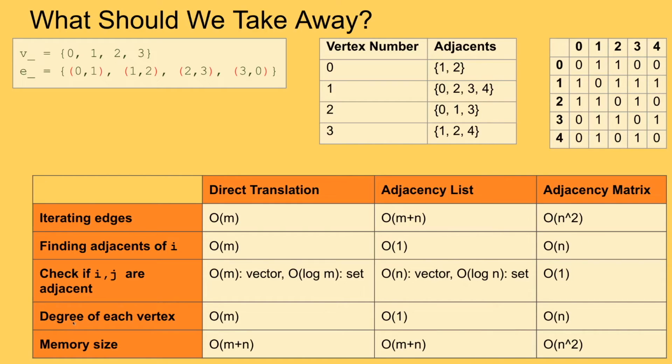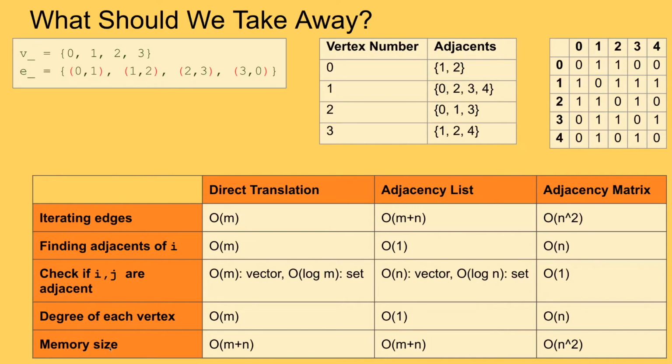How to calculate the degree of each vertex? In this method, you have to again go through the entire list as we saw. So that would take O(m). In this other method, we already have the list. So just checking the size of the list using STL size would give us the answer. So that would be constant, O(1). In adjacency matrix, we have to go through the entire row. So that would be O(n).